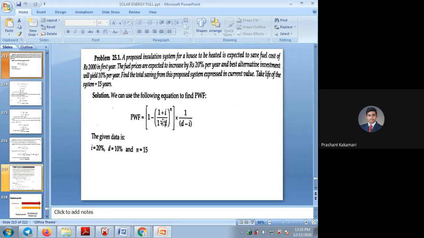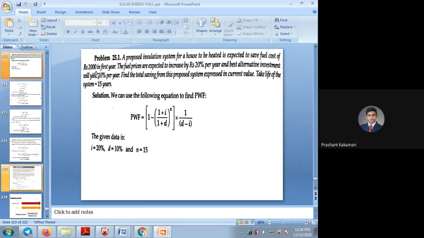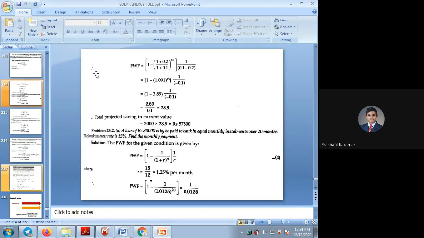Considering both as separate values, I can substitute and get the result as 1 minus, 1 plus 20%, that is 0.2, over 1 plus 10% discount, I have taken 0.1, raised to the number of years 15, times 1 divided by discount minus inflation rate. If you calculate all this, I will get the present worth factor as 28.9. So the projected savings in current value is 28.9 into 2000. The amount saved is 2000 rupees and the present worth factor is around 28.9. If I multiply both, after 15 years it is going to give a profit of rupees 57,800.